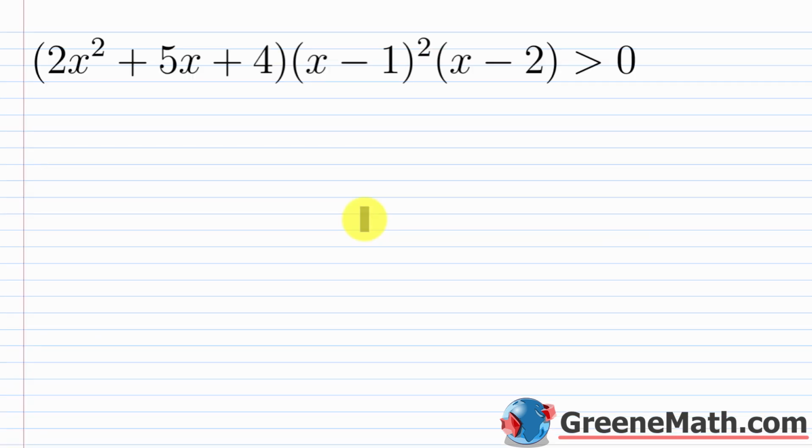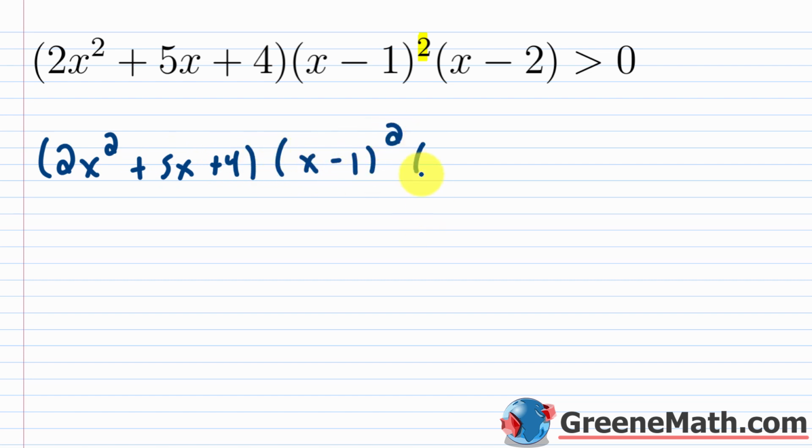All right, let's take a look at one final problem. This one has a few things in it that I think are important to understand. So we have the quantity 2x squared plus 5x plus 4 times the quantity x minus 1 squared times the quantity x minus 2 is greater than 0. So first, let's write this as 2x squared plus 5x plus 4, and then this right here, x minus 1 quantity squared, and this one right here is x minus 2. And let's set this equal to 0.